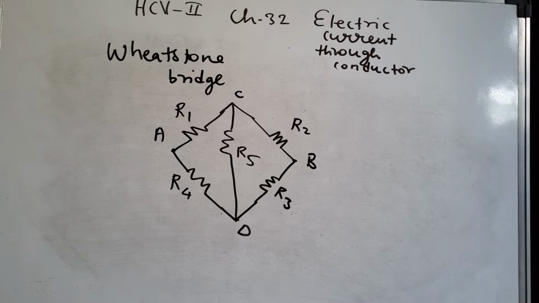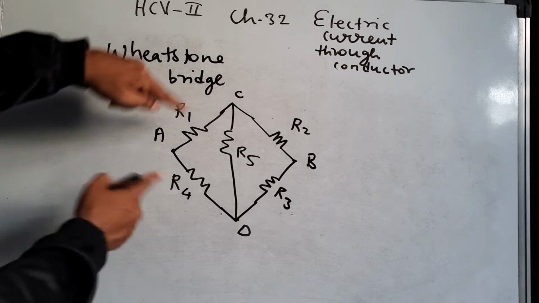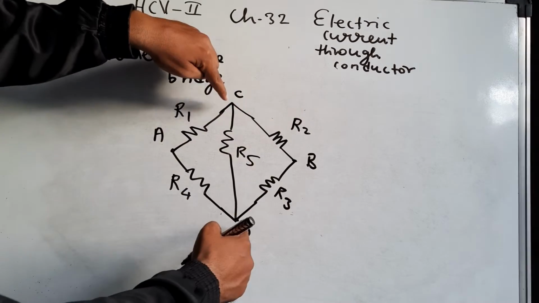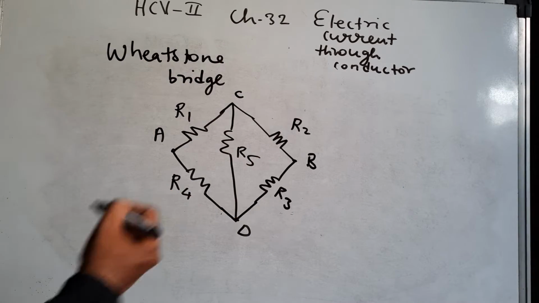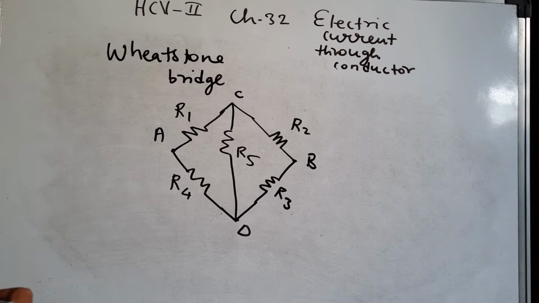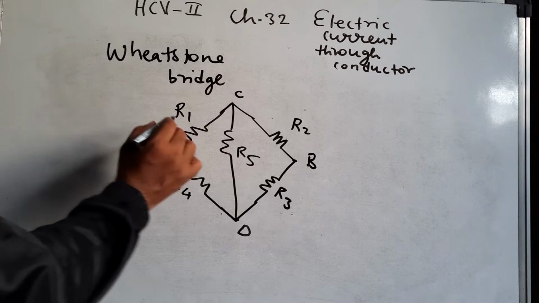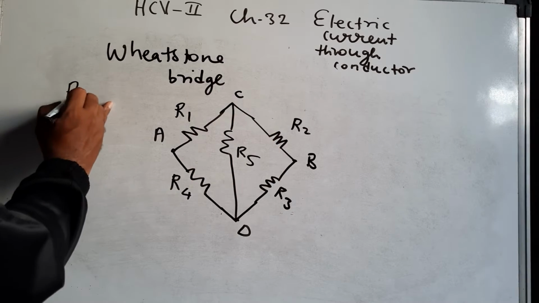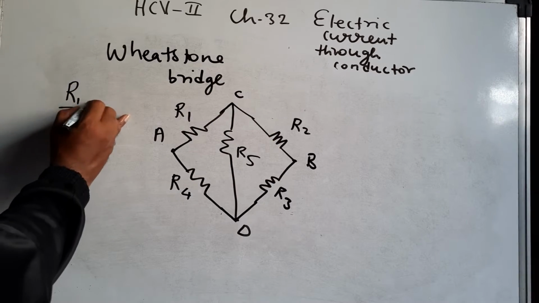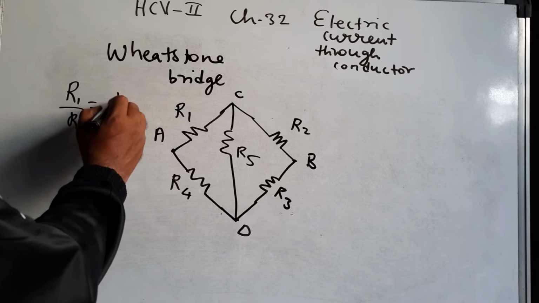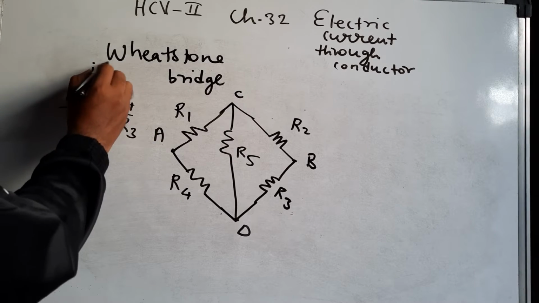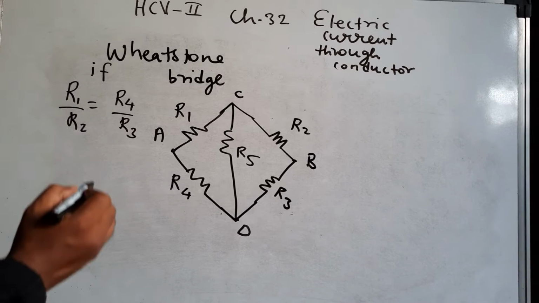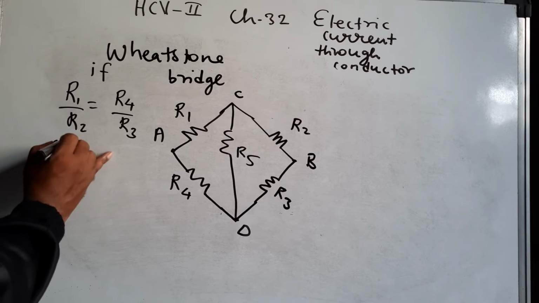This is said to be a Wheatstone bridge. So from A there are two resistances, from B there are two resistances, and they are joining each other via a fifth resistance. That is going to be a Wheatstone bridge. Now this Wheatstone bridge is said to be balanced if R1 upon R2 and R4 upon R3, if this ratio is the same, then the Wheatstone bridge is said to be balanced.